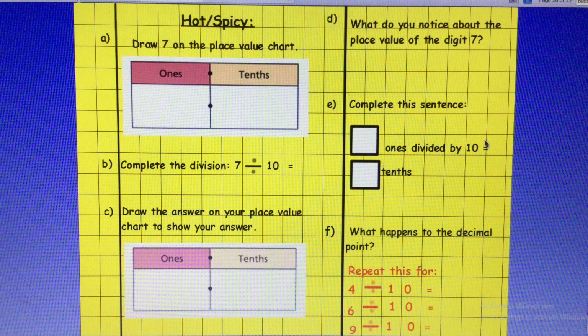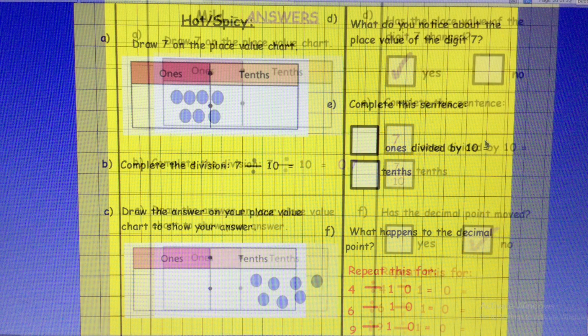You might choose to work on hot/spicy instead of mild. The only difference really between the two is question D, and it's asking you to explain your reasoning. What do you notice about the place value of the digit, as opposed to you just ticking a yes or a no answer? So you need to answer questions A, B, C, D, E and F for 7 divided by 10, 4 divided by 10, 6 divided by 10 and 9 divided by 10.